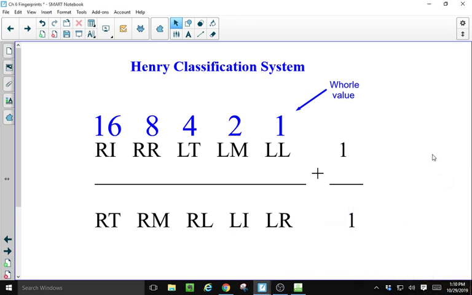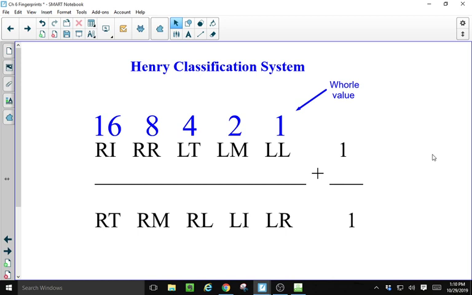LT is left thumb. LM is left middle. LI is left index. What's LL? Left little. LR, left ring. So these are your fingers. They're not in any particular order, and this is their point value.